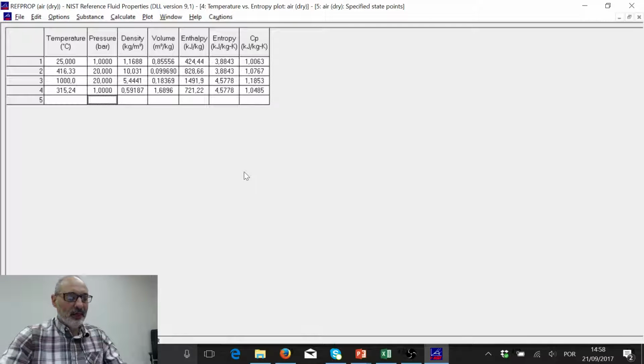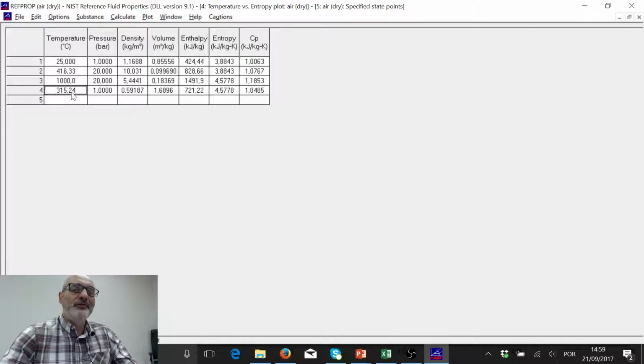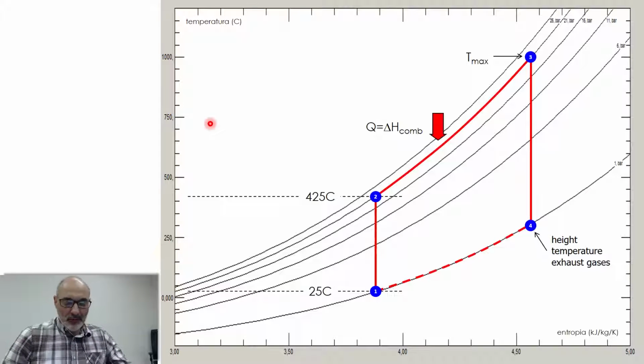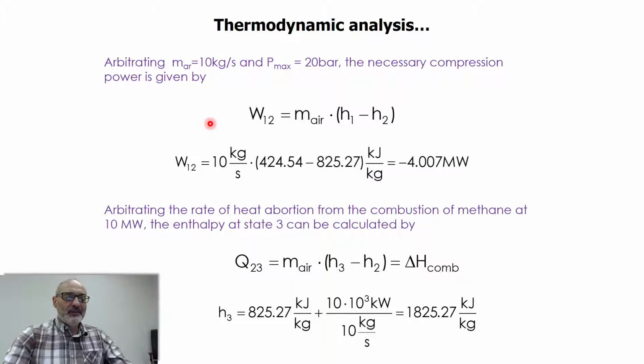4.5778. Enter, okay? And that's it. I have all the enthalpies that I need in order to apply the energy conservation equations. You see, that's the temperature of the exhaust gas. It's still very high, 315, so it contains a lot of thermal energy, which is the reason why this enthalpy is relatively high, okay? So that's how we determine all enthalpies.